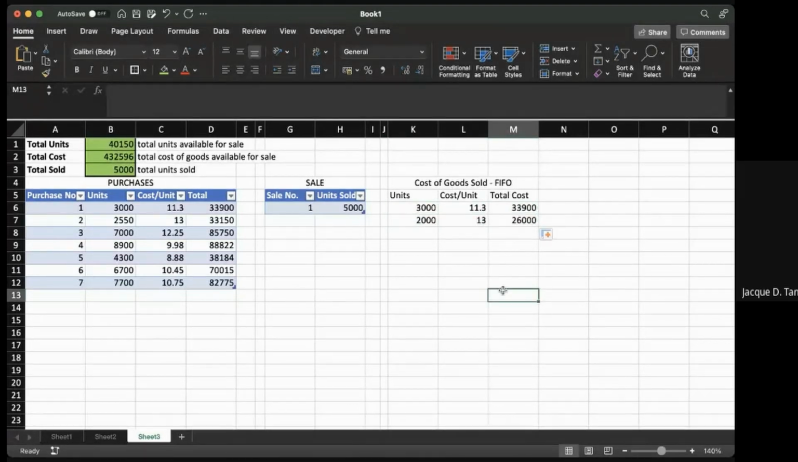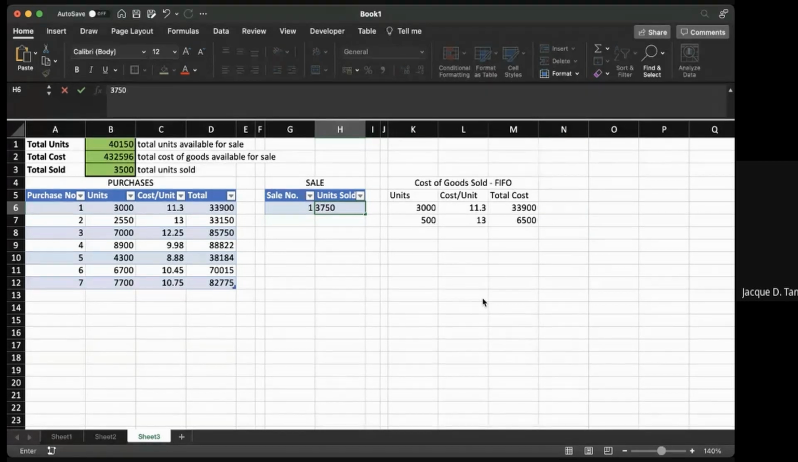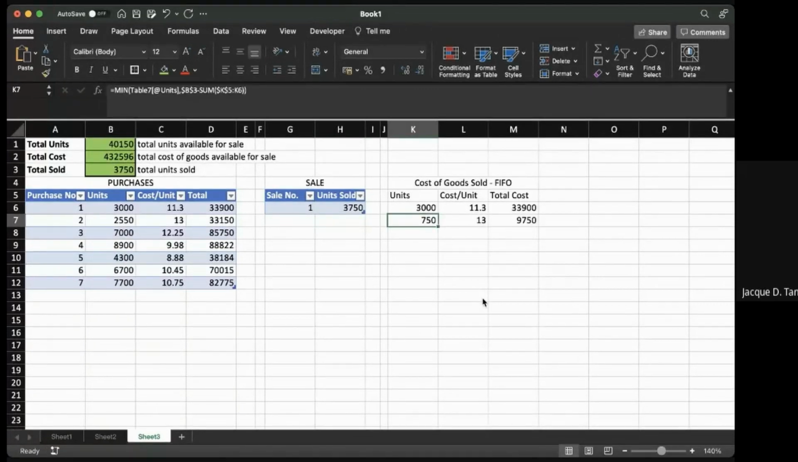Okay, so as you can see, it shows now 3,000 coming from 11.3 and 2,000 coming from 13. How about if we make this one as 3,500 only? So as you can see, our next unit changed to 500. How about if we make this one as 3,750? The units after 3,000 should be 750. So let's see. Now it displays 750.